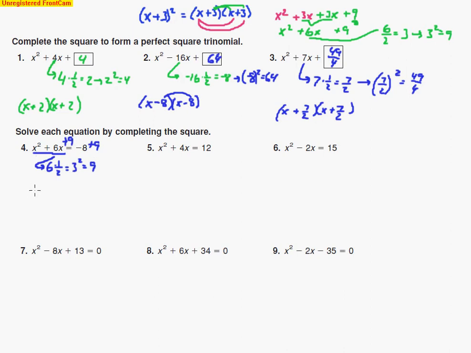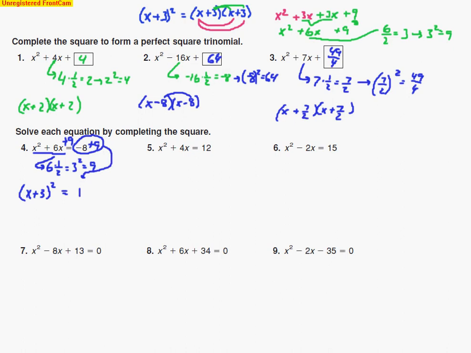Now you can go ahead and rewrite this in factored form: x plus 3 quantity squared. So we basically took this trinomial and wrote it out as two binomials. But since they're the same binomial, I just wrote it as a quantity being squared. This equals, now I add these numbers right here. When I add those two numbers, I end up getting a positive 1.